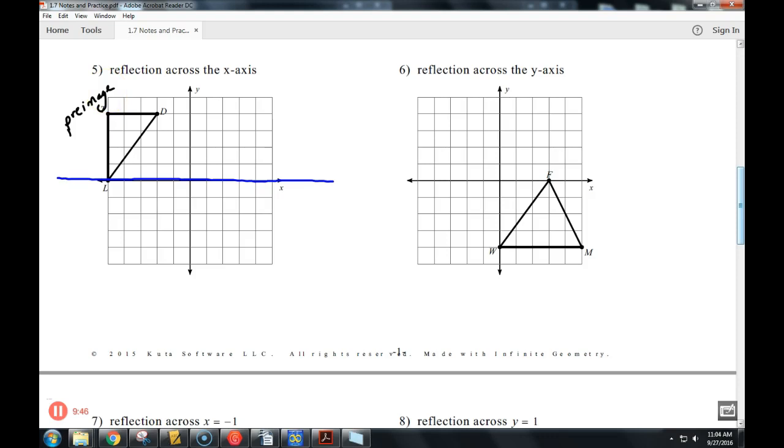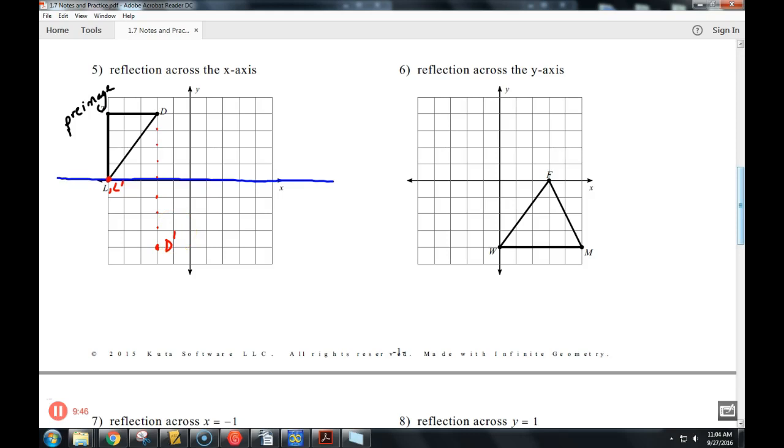So I'm going to locate the points. Point L starts out right on the line. So if I folded that, the new L is going to still be right on the line. L and L1 are actually in the same exact position. Now D, if I were to fold it, it's going to travel straight down. 1, 2, 3, 4 away. So here is my new D, or D prime.